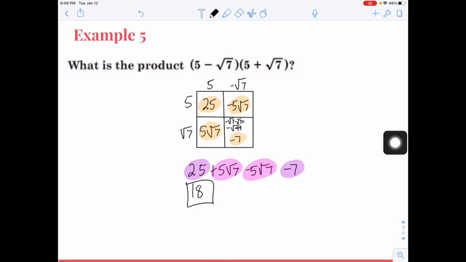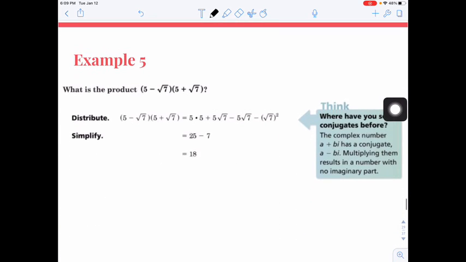If you remember that shortcut, you are welcome to use it. You can skip all this stuff and just jump straight to that answer. If you don't remember it, the box doesn't take you that long. The work for that is written out on the next slide. Of course, they are doing distributing or FOIL. They do not use the box, and they didn't use the shortcut.